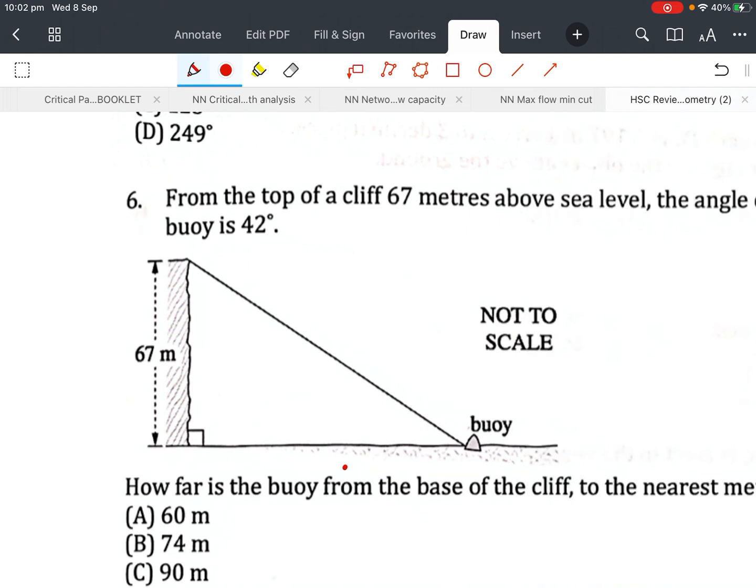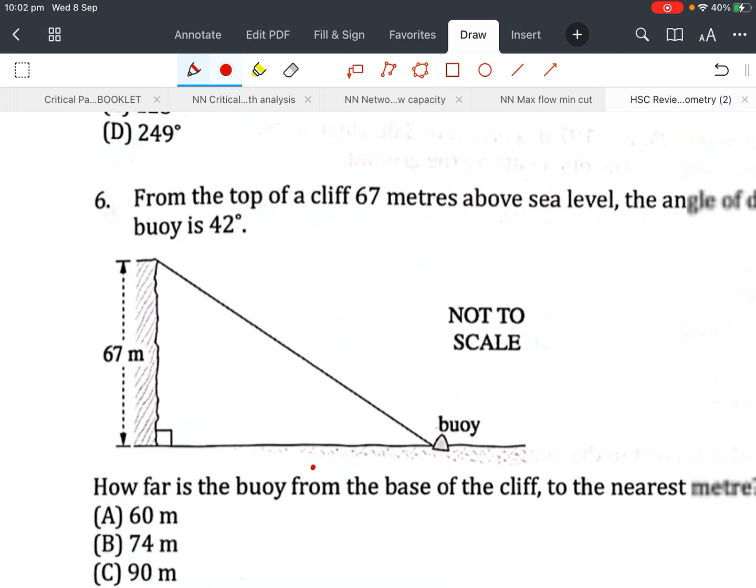Alright, question 6. From the top of a cliff 67 meters above sea level, the angle of depression of a buoy is 42. Now remember, angle of depression is when you're on top of something and you're looking down. So if part of the question or part of the marks is to verify where the angle of depression is, you have to remember you've got to do a horizontal line, and the depression will be from the horizontal line if that was your arm looking down towards the buoy. Remember, it is never that angle in there.